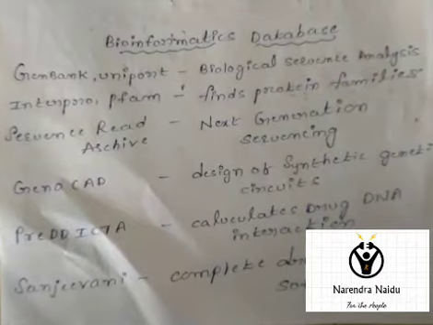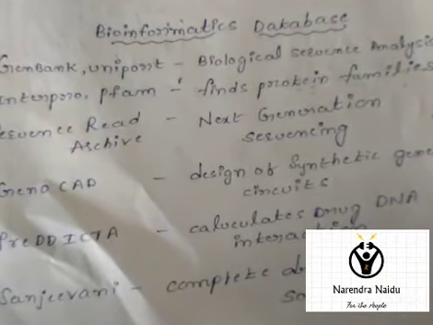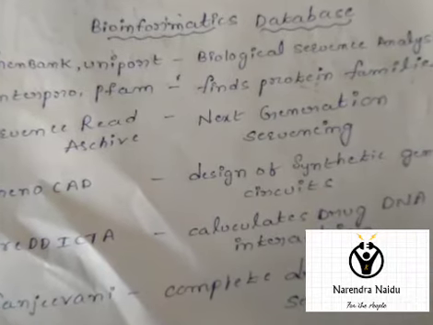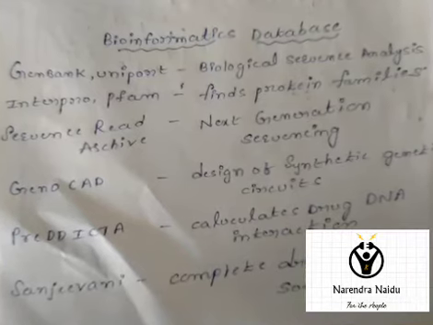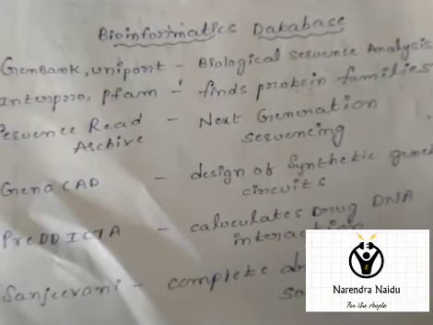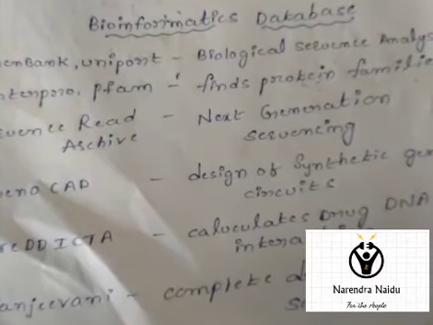The next one is bioinformatic databases. Databases are nothing but stores of information. So here the first one, GenBank, stores the information of biological sequence analysis, and InterPro stores the information of protein families, and the Sequence Read Archive stores the information of next generation DNA sequencing.